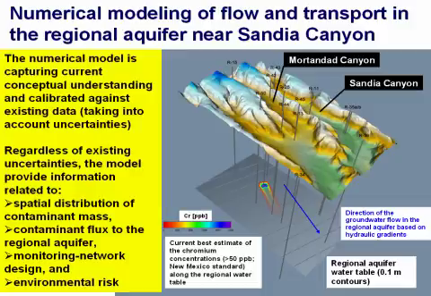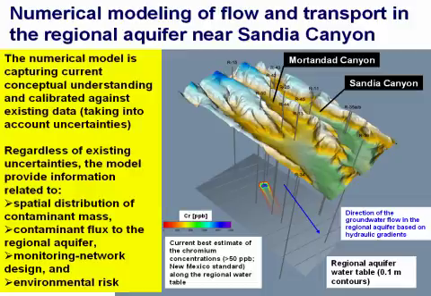The numerical model that was developed, the goal was to incorporate all the existing uncertainties about the conceptual model and the existing data which was used for calibration. And even though we have all these uncertainties, we were able to use this model to provide important information for some of the metrics which are important for us at the moment, both for characterization and also for decision making.